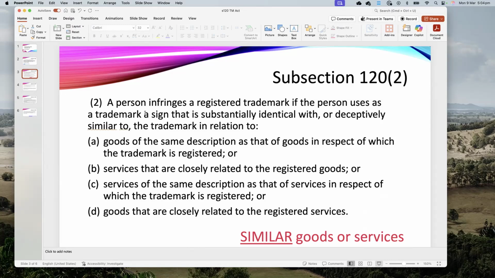But if what they are selling is a beautician service and they are using a mark in relation to that service that might be infringing, then we're looking at subsection 2, similar or closely related goods or services. Now, why does the Trademark Act bother to differentiate between the same and similar in subsections 1 and 2? Because the test for infringement is the same, right?